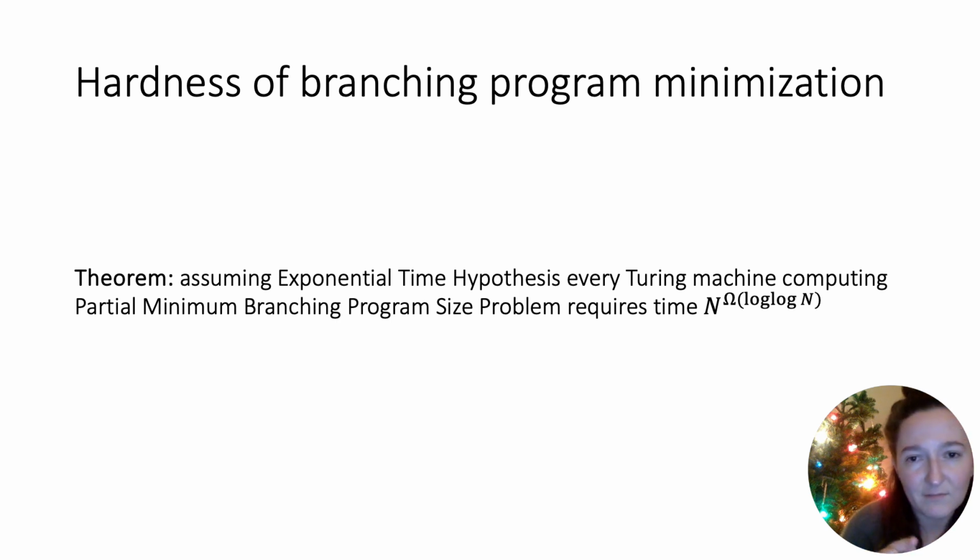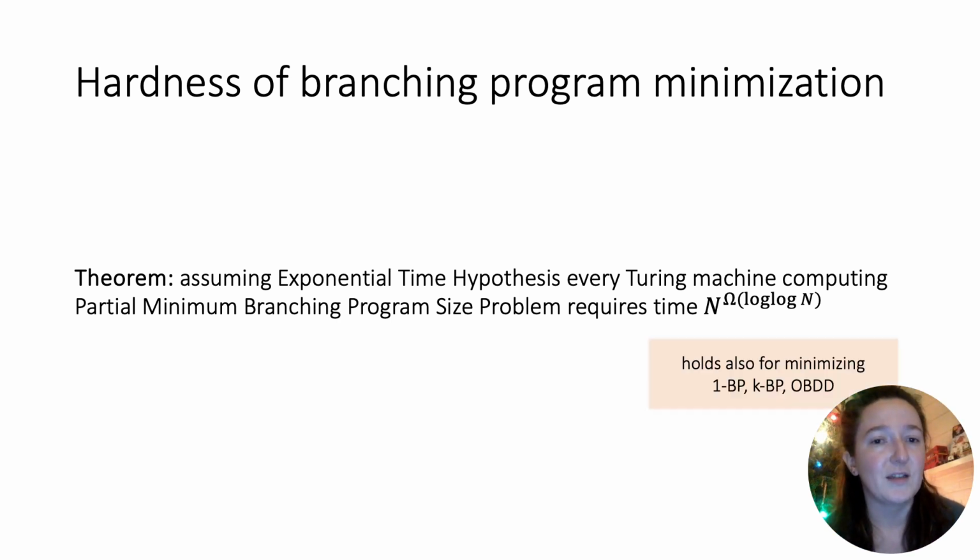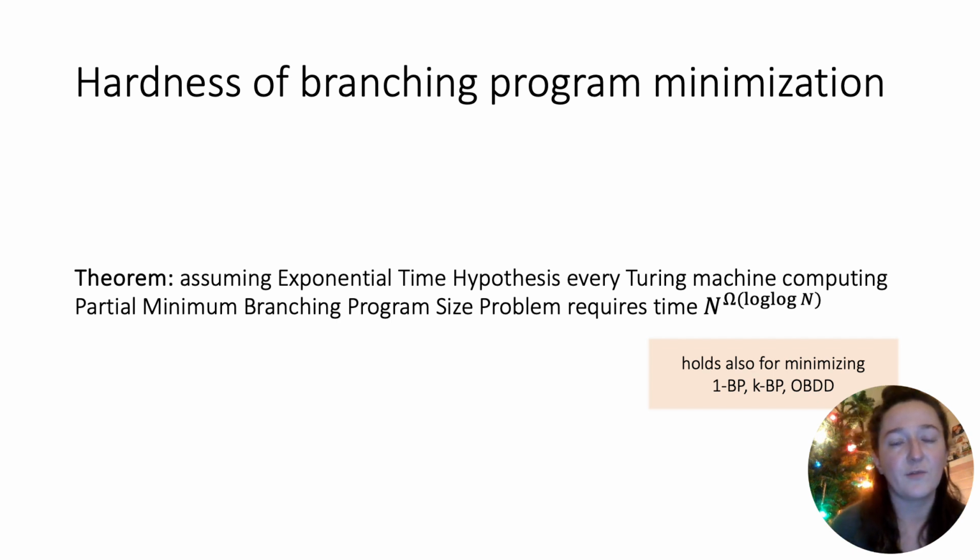So this function is super polynomial. So we basically show that assuming ETH, this partial MBPSP cannot be solved in polynomial time. And it's important that our result also holds for minimizing not only general branching programs, but also restricted branching programs such as read-once branching programs, read-k branching programs for every integer k, and OBDDs.